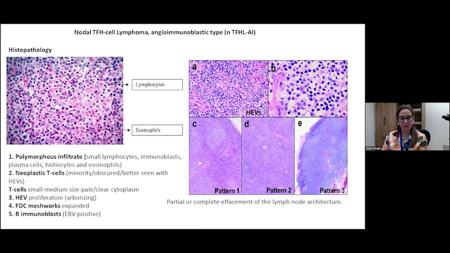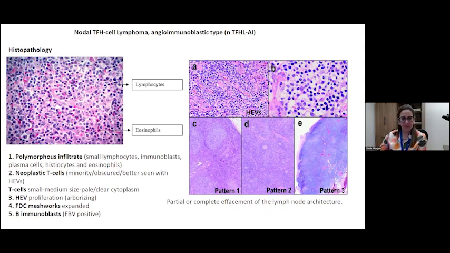And sometimes this is quite confusing even for the pathologist because it looks like a reactive process, and the neoplastic T cells are usually a minority, quite often obscured by the proliferating endothelial venules or by this reactive infiltrate in the background. And the T cells, as we have shown in our case, are usually medium-sized with a pale to clear cytoplasm, and there is high endothelial proliferation, which is maybe looking better on the right side of the screen, the upper photomicrograph, and follicular dendritic cell meshworks are usually expanded.